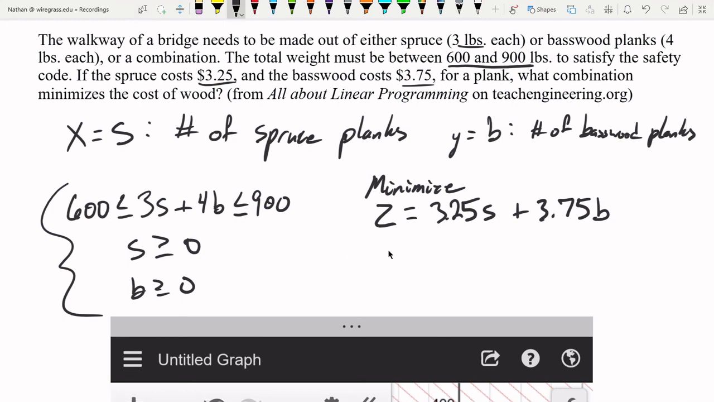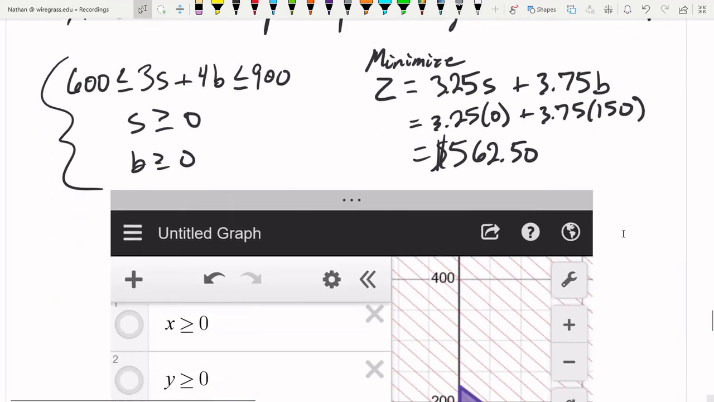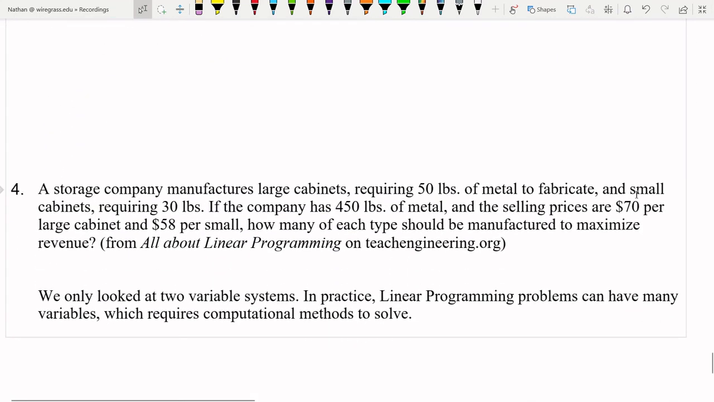So the minimized cost is going to be 0 times 325, plus 150 times 375. That gives us $56,250. All right. Give this a try in number 4.